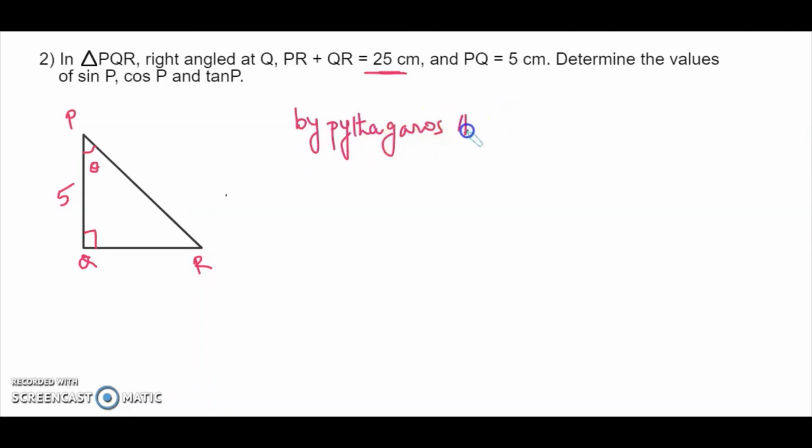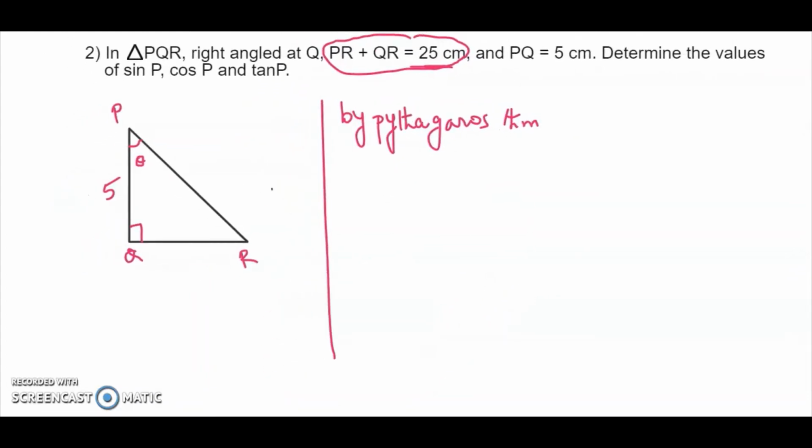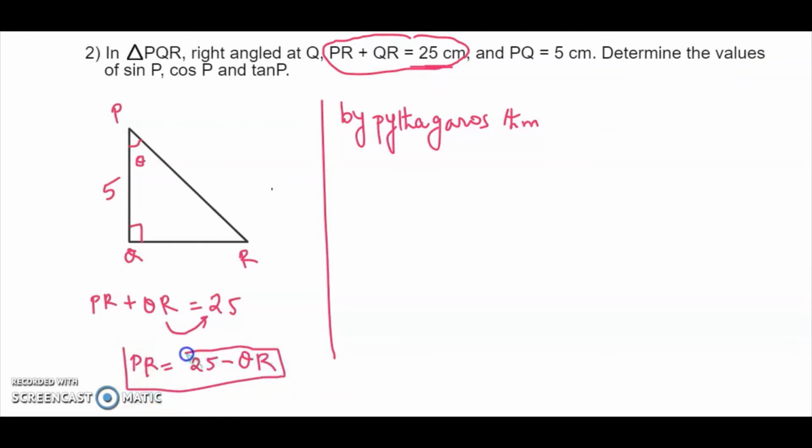So let's start with Pythagoras theorem. Before even going into the Pythagoras theorem, we have to do something with this given part, right? So let's talk about that and then we'll go into the Pythagoras theorem. Because there is some information given in that. So we'll say PR plus QR equals 25. I'm going to shift the QR to the right side. So I'll get PR equals 25 minus QR. Somewhere I'm going to use this, PR equals 25 minus QR.